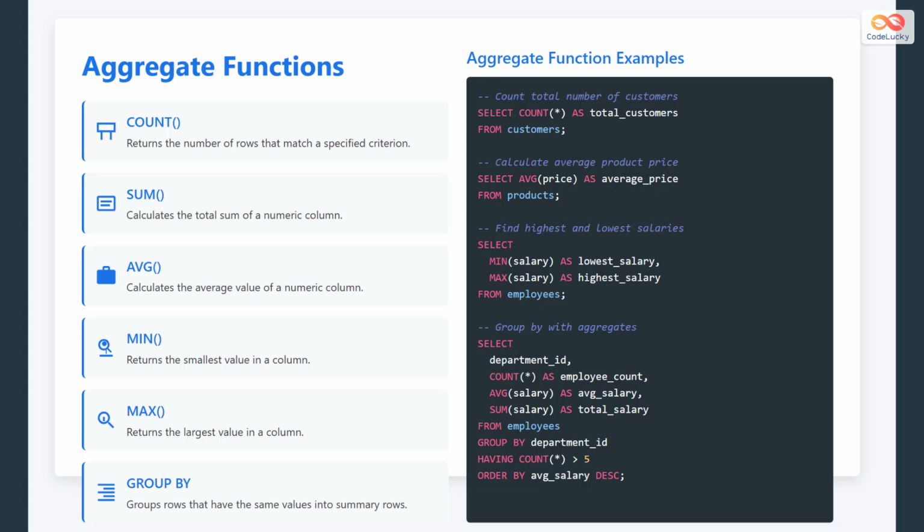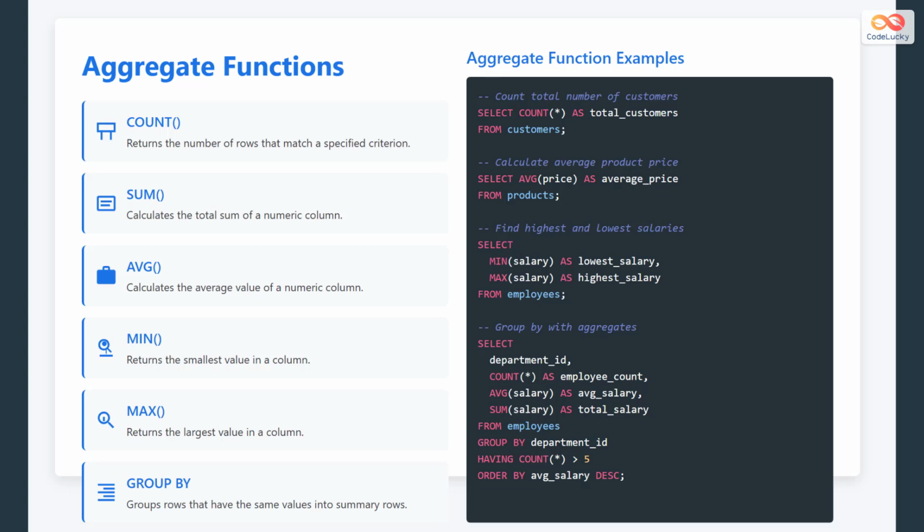Aggregate functions perform calculations on a set of values and return a single value. Let's explore some commonly used aggregate functions. The count function returns the number of rows that match a specified criterion. The sum function calculates the total sum of a numeric column.